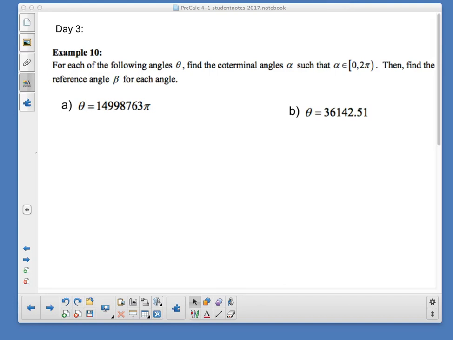I'm just going to talk the whole time and not tape anything. We've got day 3 of PreCalc 4.1 notes today. And what we're looking at is revolutions. We're going to talk about revolutions as in snowboarder type revolutions and how many times around.